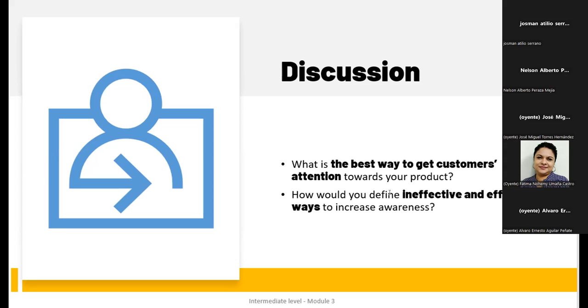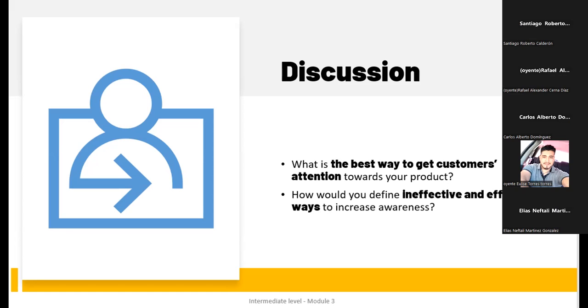Very good. Now, let's go to the next question because the next question tells us about ineffective and effective ways. So how would you define ineffective and how would you define effective ways to increase awareness? How would you define ineffective, guys? Ineffective, what is that? What is an ineffective way? What is an effective way?